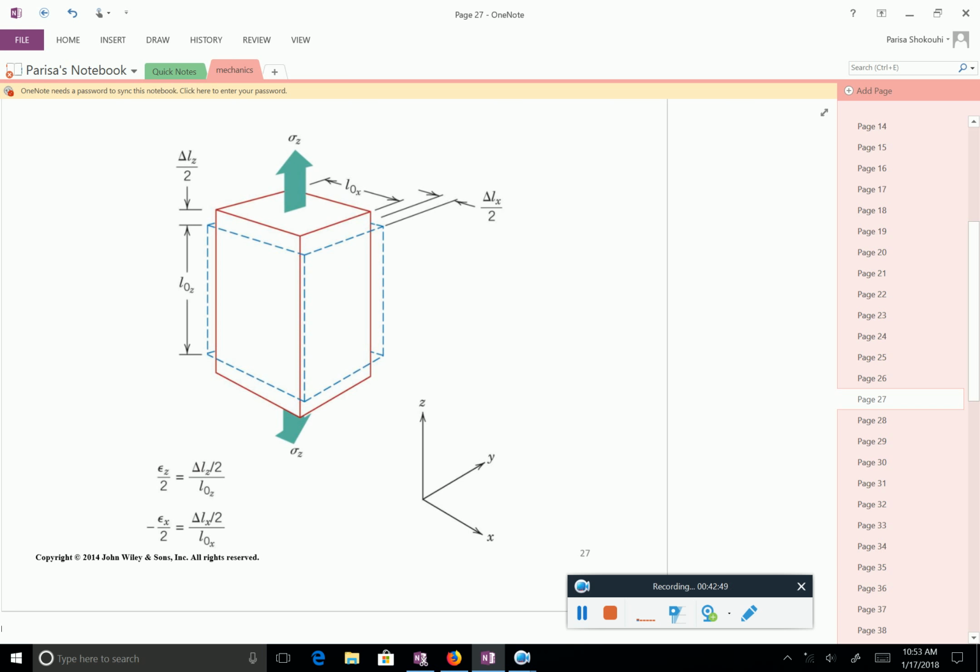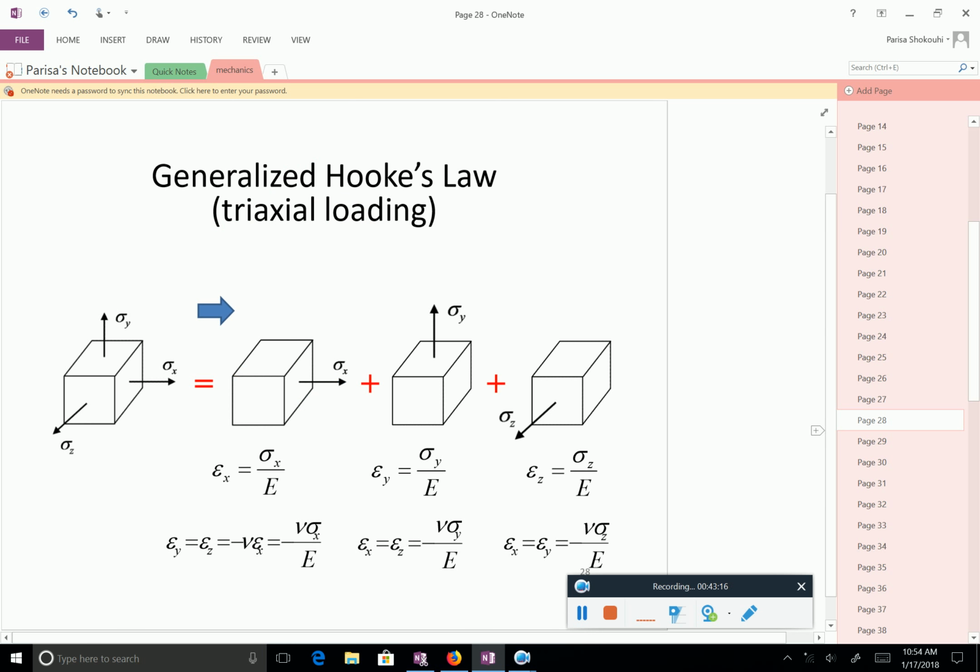Now, from the one-dimensional case, we want to move a little bit towards other types of loading. If we have only one-dimensional stress, you can calculate the strain in both directions. It's not very difficult to do that. In a more general case, when we have a three-dimensional stress condition like we have here, we have to use the so-called generalized Hooke's law.